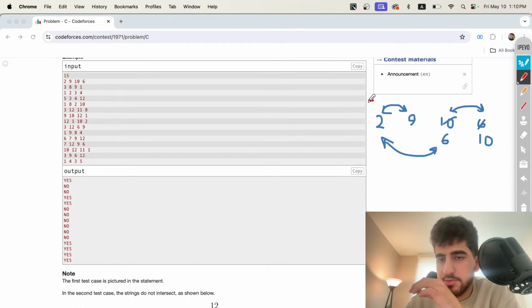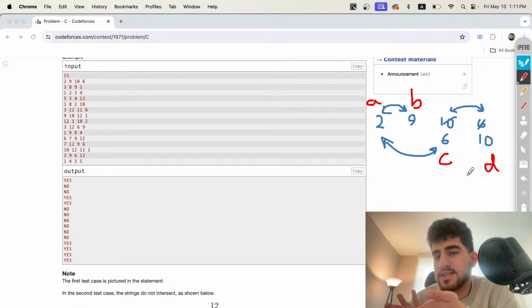Now I'm saying that the order should be like this. The smallest number should be A. The next one should be C. The next one should be B. The next one should be D. And this is true here. A is less than C, C is less than B, and B is less than D. So the answer to this one is yes.